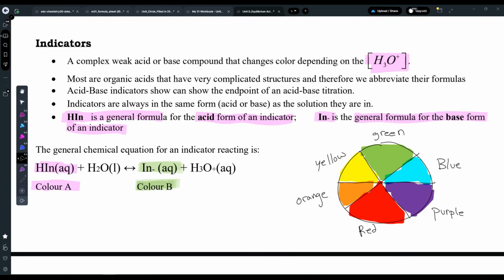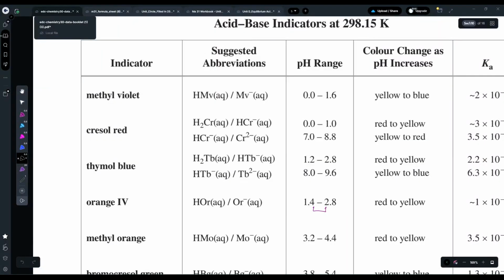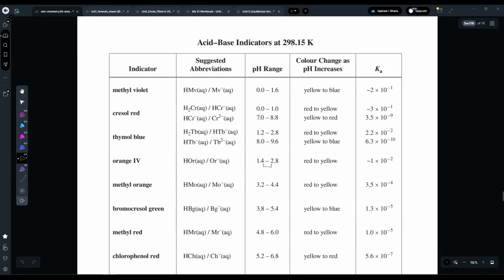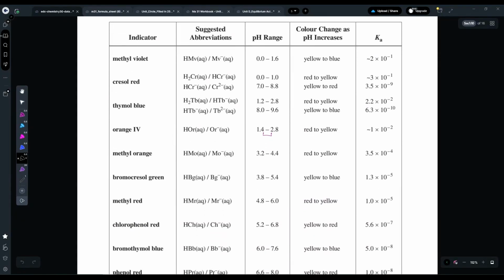Okay, so this color wheel is going to be very helpful for us, just even as a review there, to help us kind of decode our data booklet or the table with the indicators on it. Okay, so let's say, for example, I go to bromocresol green.